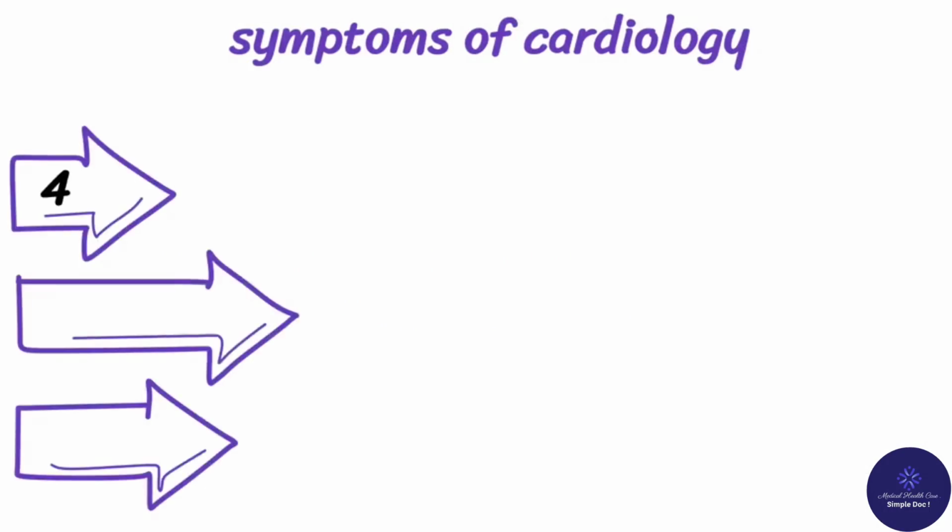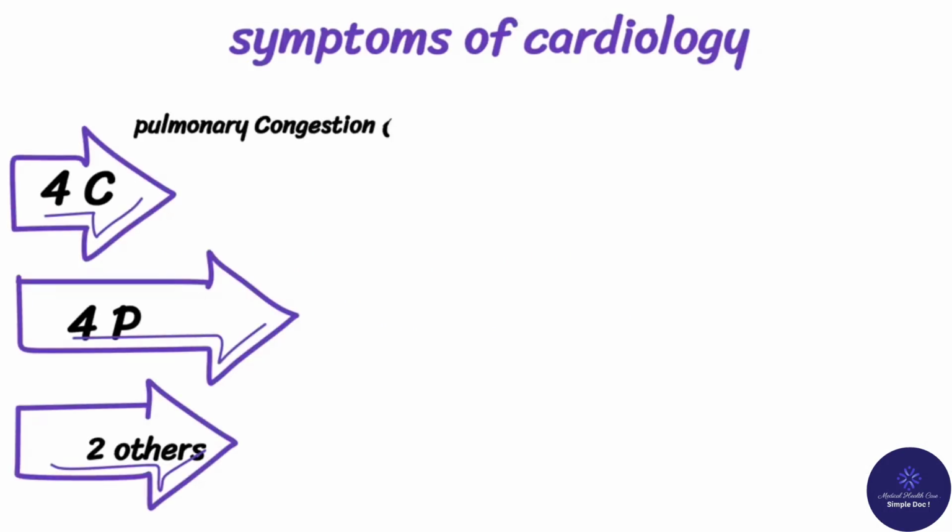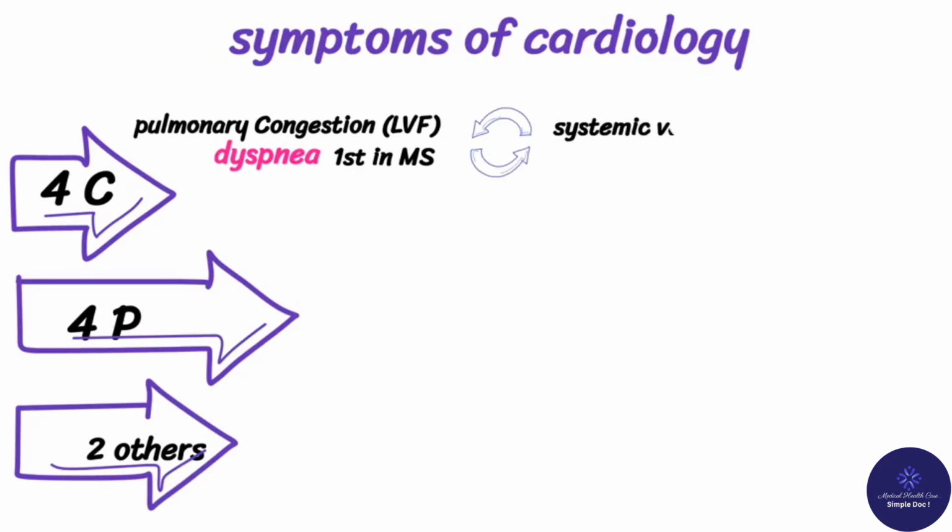Let us start with symptoms of cardiology. The left side of the heart is related to the lungs, so we have pulmonary congestion in left atrium failure, and that's manifested by dyspnea, which is the first symptom in mitral stenosis, which leads later to left ventricular failure. The right side of the heart is related to the systemic circulation, so we have systemic venous congestion in right atrium failure that is manifested by edema due to right ventricular failure.